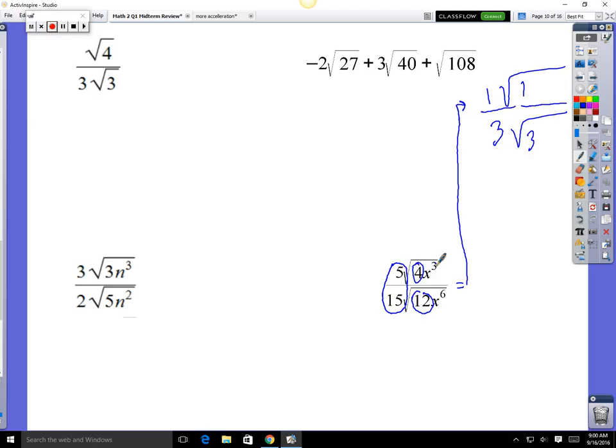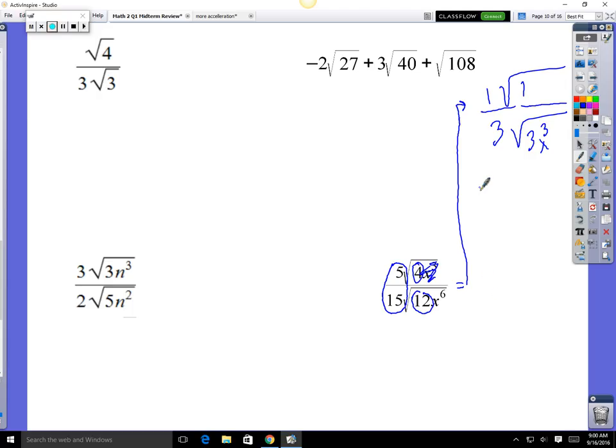And then 3 of my x's on top are going to undo 3 of my x's on bottom, so I don't have any x's on top, and my bottom, instead of having 6 x's, 3 of them are gone, so I'm left over with 3. Okay, so here we go.